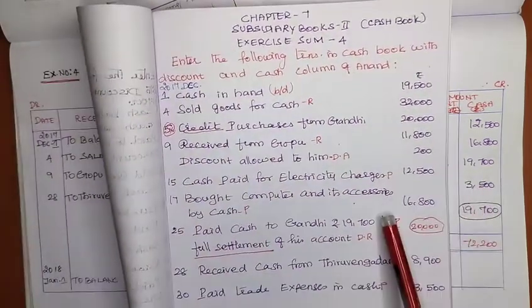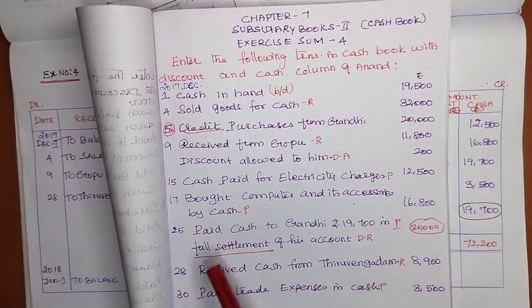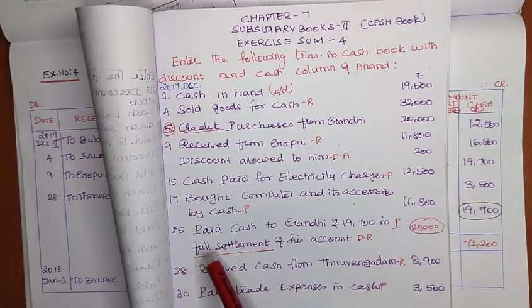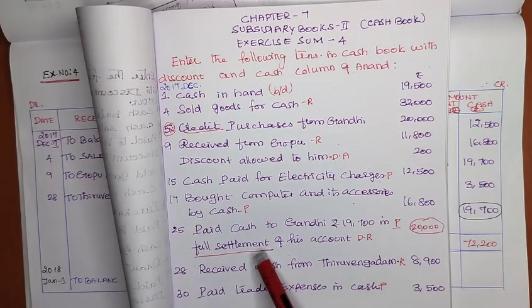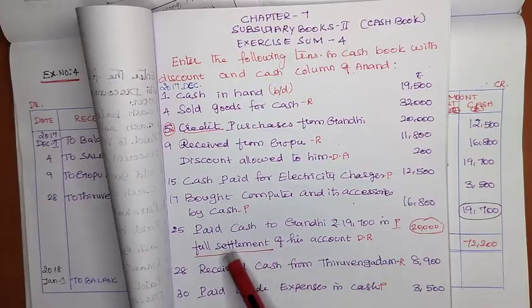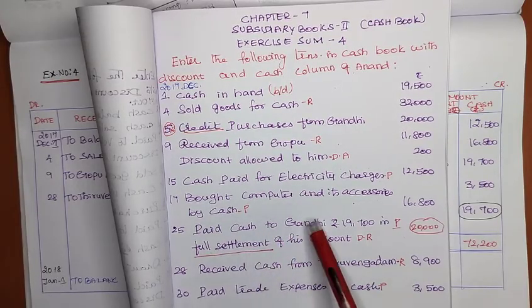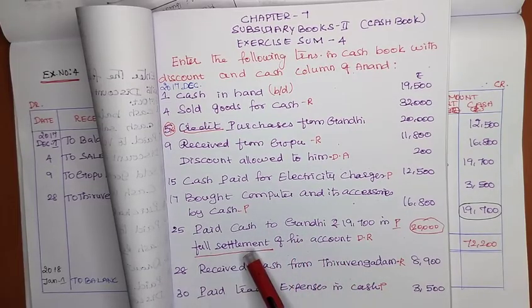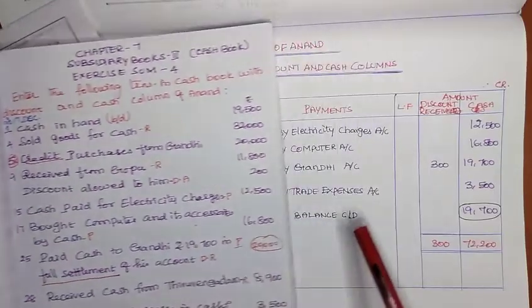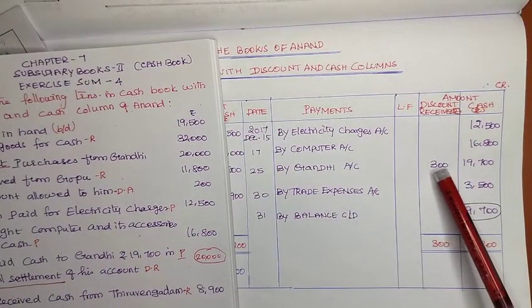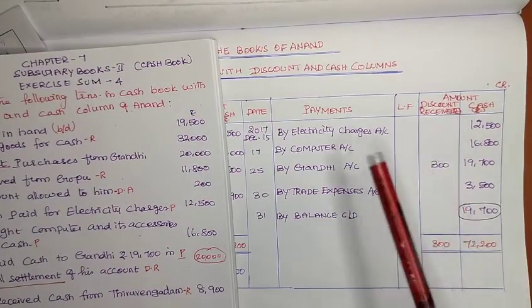Okay. Listen here carefully. In full settlement office account, whenever you see the transaction full settlement, which means you received discount from that person. From whom? From Gandhi you received discount. So how much rupees you received discount? 300 rupees you received discount from Gandhi.